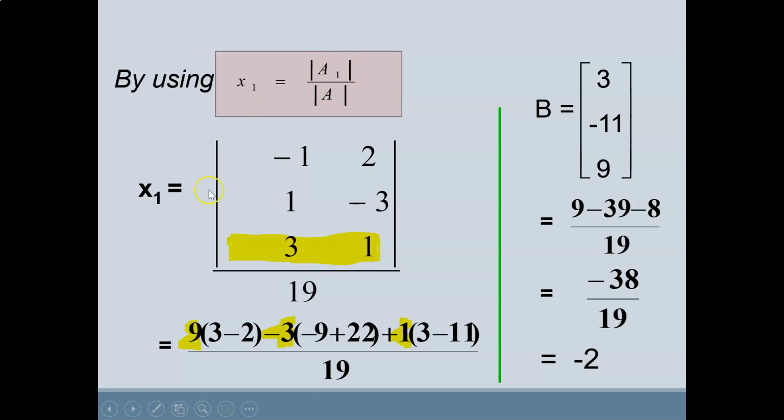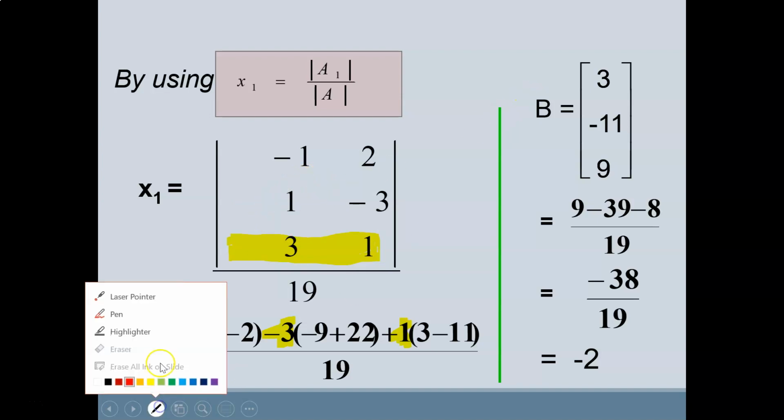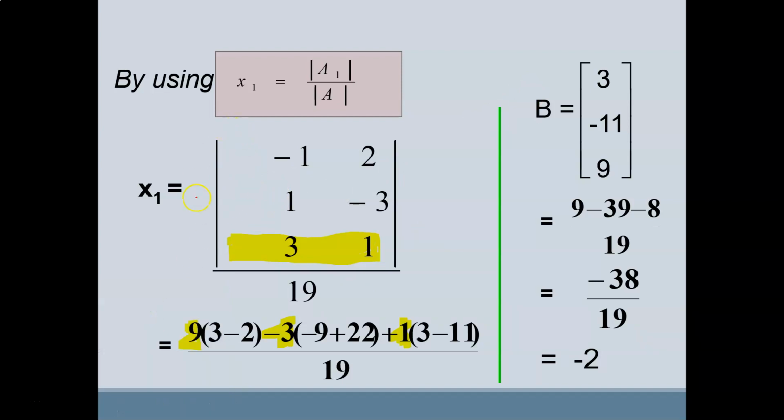So how are we going to find A1? Using the X1 tadi, we want to find X1. So A1, remember, the second step, you need to replace this one, the first column, with B entries. You replace it over here. So it becomes 3, -11, and also 9. Okay? You replace it kat dalam tu. So what happened next is you going to find for this determinant. Determinant yang box besar ni pula.